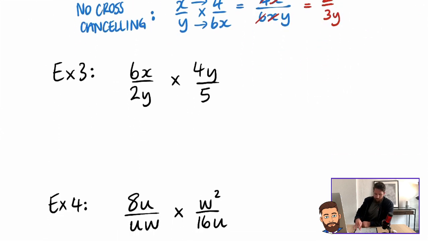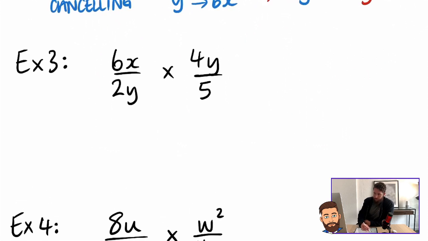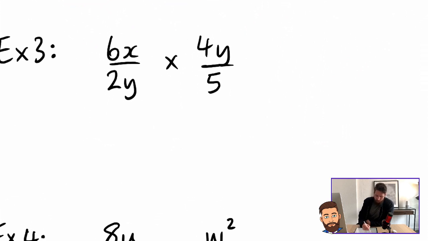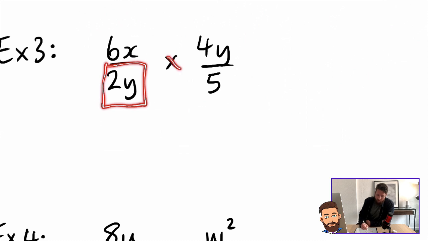Example 3. So I'm going to do the cross-cancelling method here. I'm going to check my diagonals. I've got 6x and 5. Nothing can be cross-cancelled there. 6 and 5 don't share a factor, so I can't cancel that. And there's an x here, and there's no x's down here. So I can't cross-cancel.